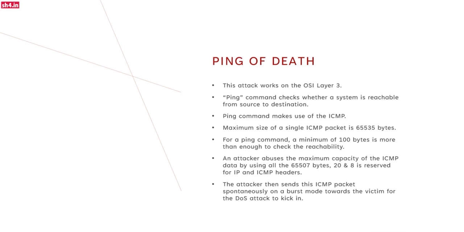This is one of the oldest attacks when it comes to DoS and DDoS attack variants. The ping of death works on the Open Systems Interconnection Layer 3 and uses the ICMP protocol. The maximum size of a single ICMP packet is 65,535 bytes. The attacker makes use of this to transmit almost 65,507 bytes of data for each ping, spontaneously, over the quickest intervals possible. This attack will lead to either of the three cases we saw in the earlier modules of denial of service attacks.